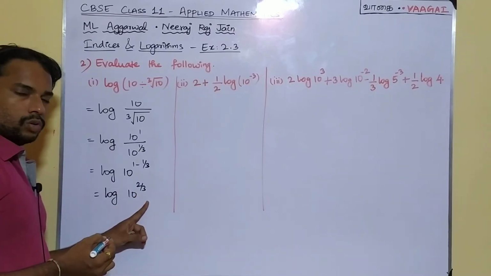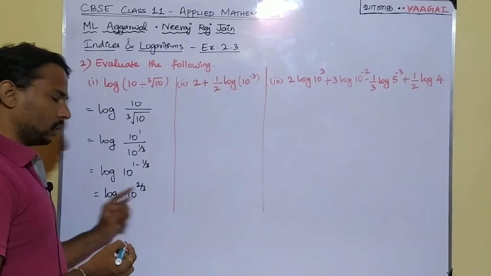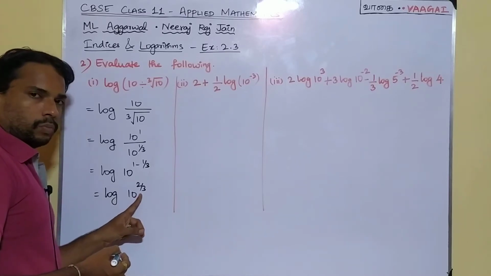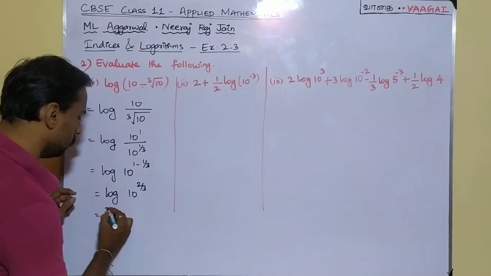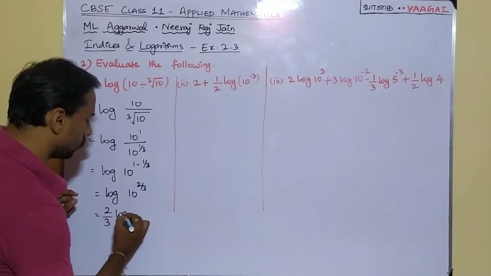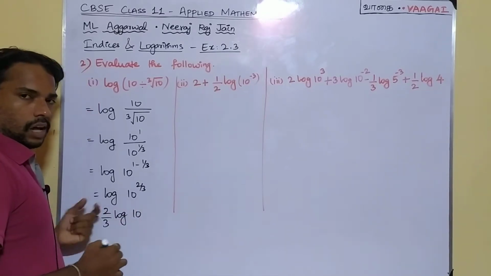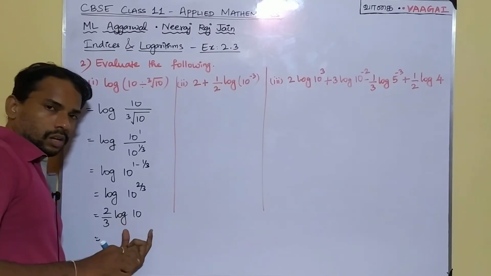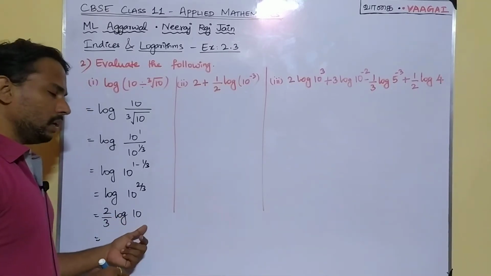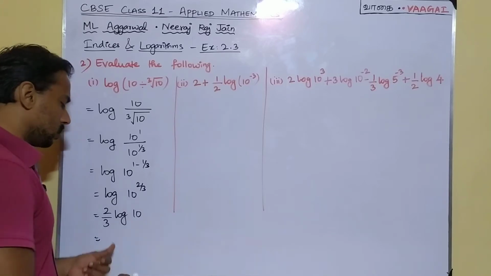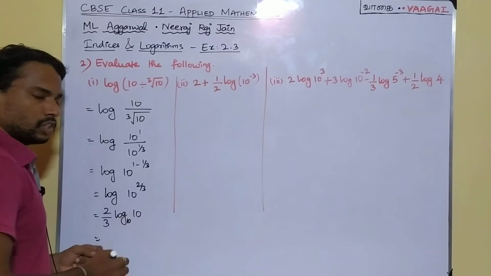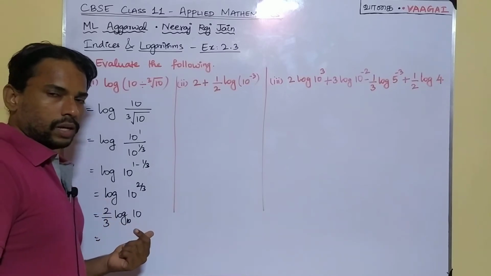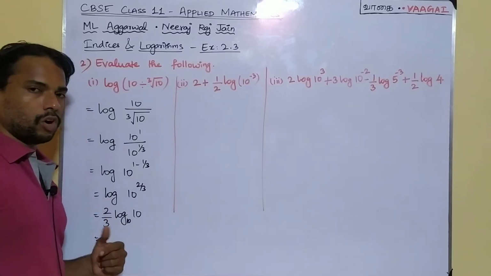Now I can use the power rule. Log of 10 power 2 by 3: I can use the power rule of logarithm and bring this 2 by 3 to the front, so it becomes 2 by 3 log 10. This is how it becomes. And last, just one more step. What about this log 10 alone? Log 10 means it is a common logarithm, so the base will be 10. When the base is not mentioned, we take the base as 10 itself. This is what we call the common logarithm.